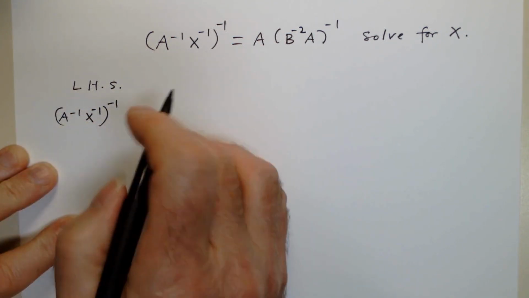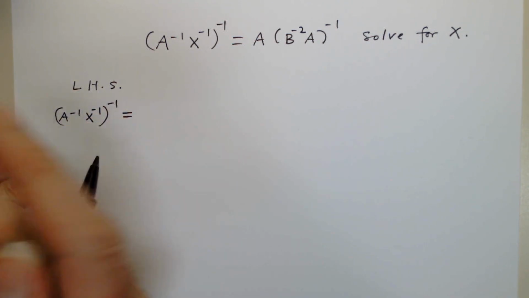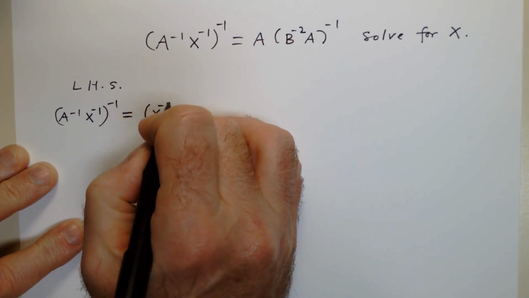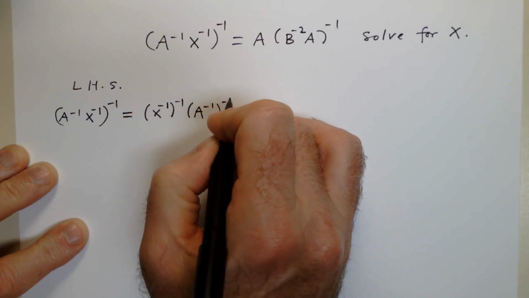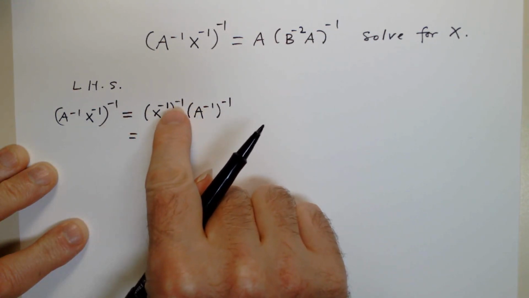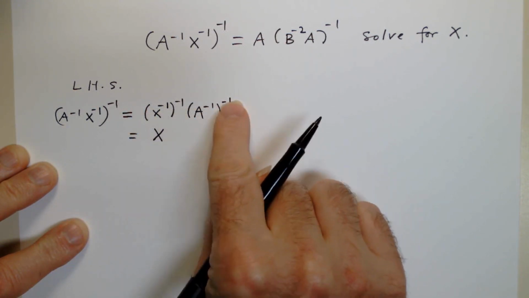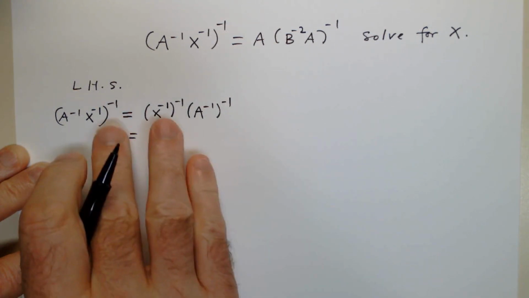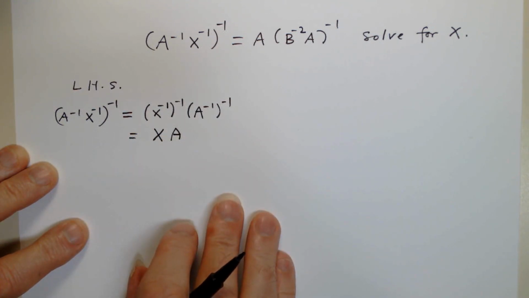By one of our properties of the inverse, we can apply the inverse to each of these parts, provided we commute them. So this will be the same as X inverse inverse times A inverse inverse. By another property, the inverse of the inverse is just the matrix itself. So we just get X. And by that same property, this just becomes the matrix A. So after a couple of steps, we can see that this left-hand side reduces down to X times A.